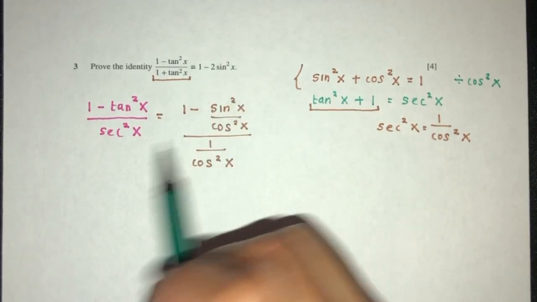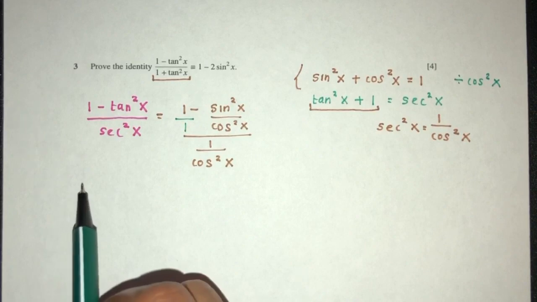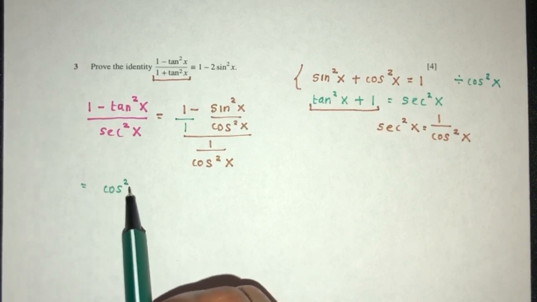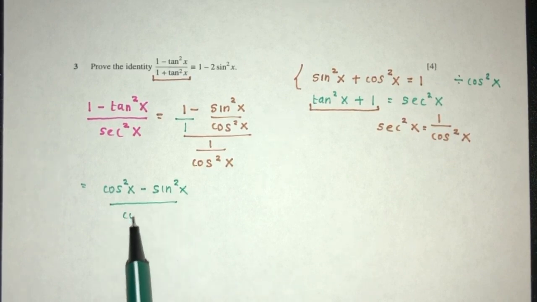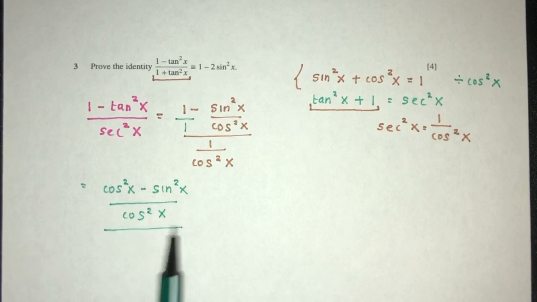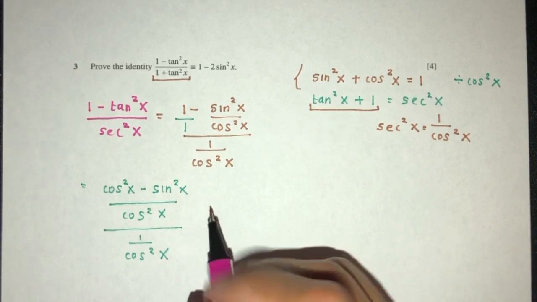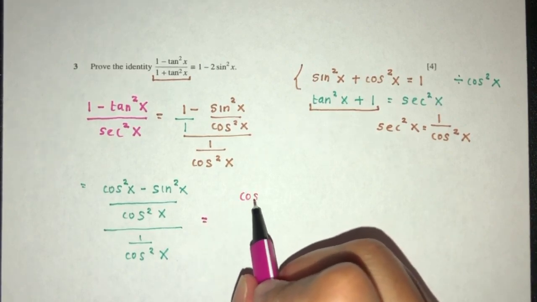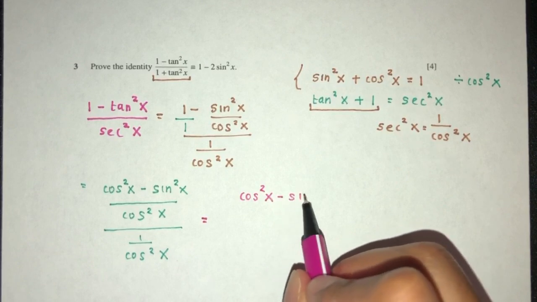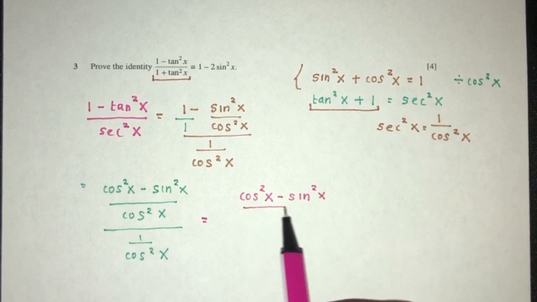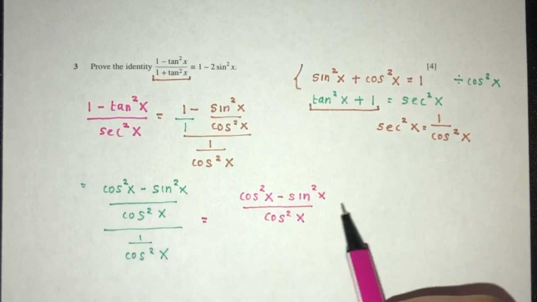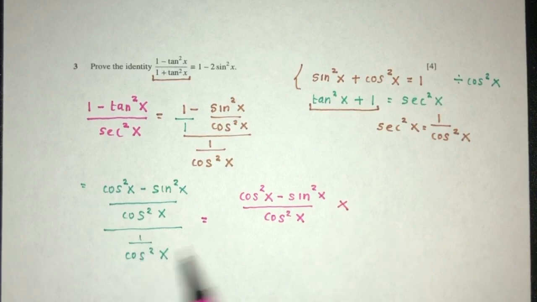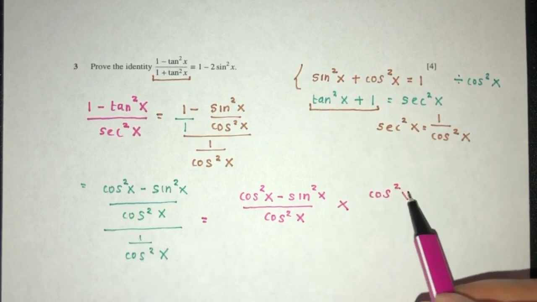So what can I do here? I can make them become the same base. So you will have cos square x minus sin square x over cos square x divided by 1 over cos square x. Now step by step we can simplify this pretty easily. On top you will have cos square x minus sin square x, and here we have cos square x. Now when you divide by something, we can change divide to multiply, and then we just have to flip this upside down. You will have cos square x over 1.